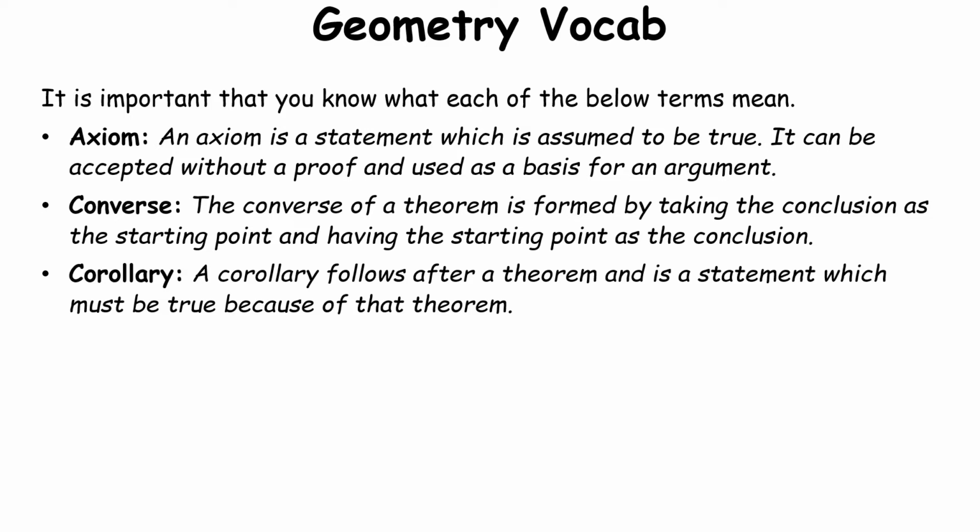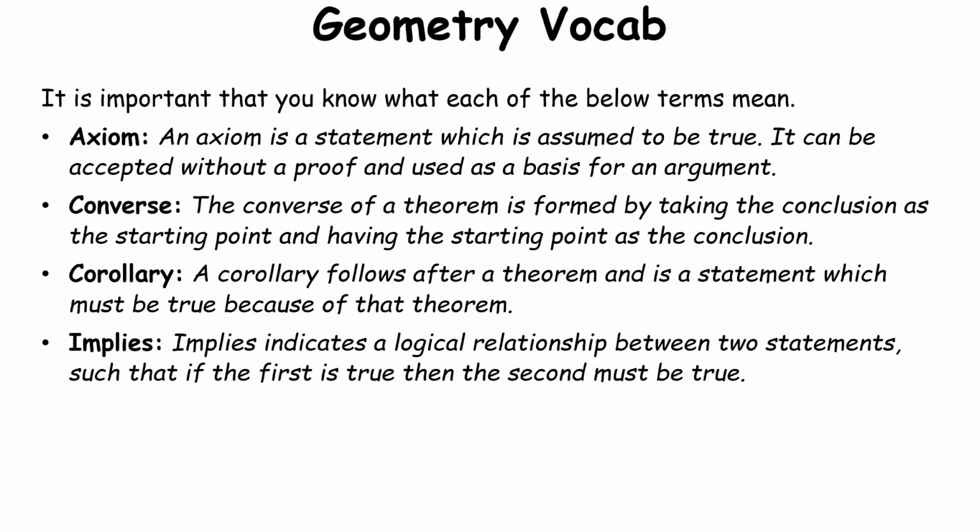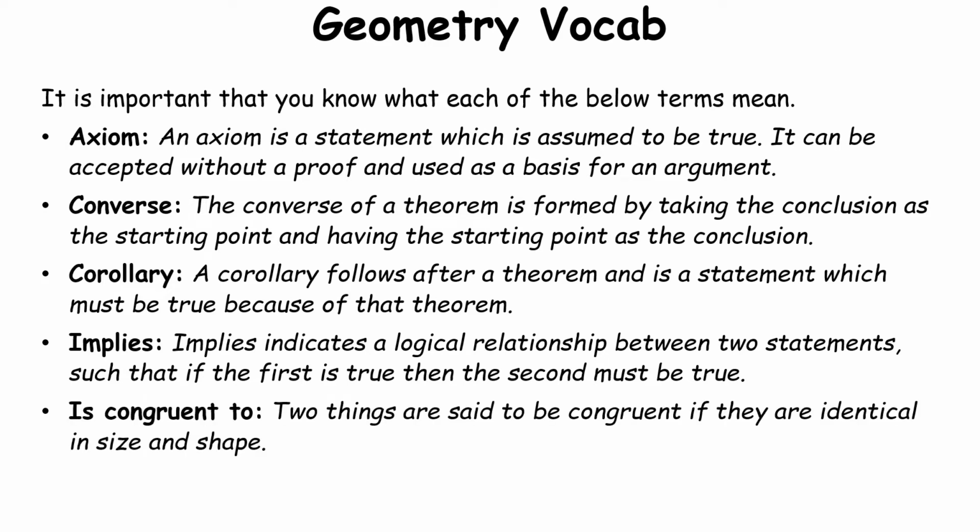A corollary follows after a theorem and is a statement which must be true because of that theorem. Implies indicates a logical relationship between two statements, such that if the first is true, then the second must be true. Is congruent to: two things are said to be congruent if they are identical in both shape and size.